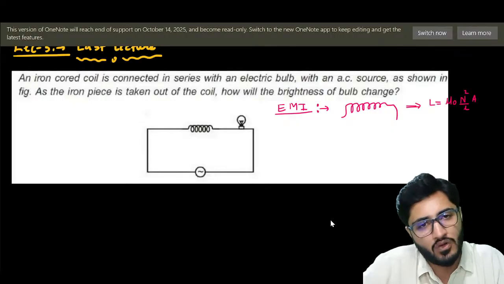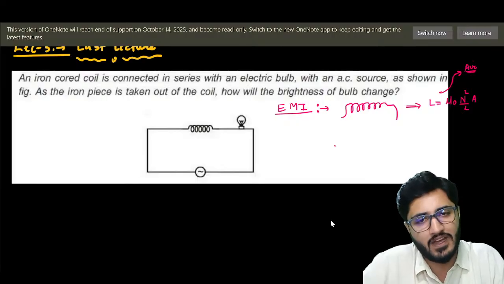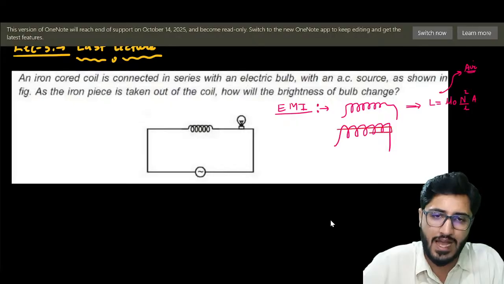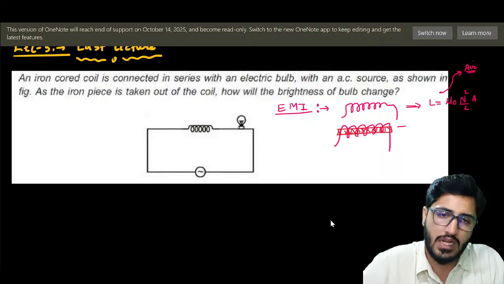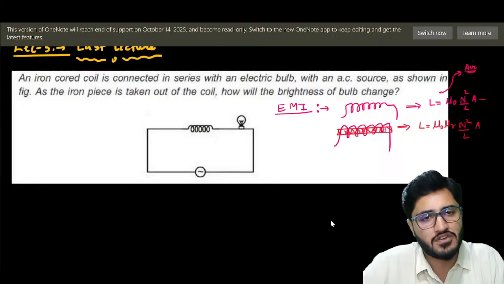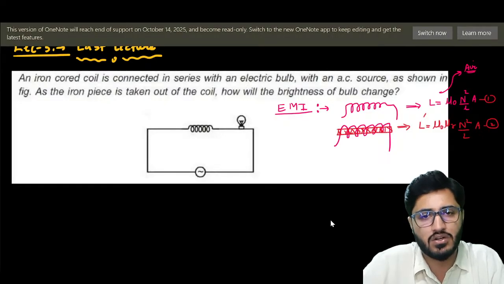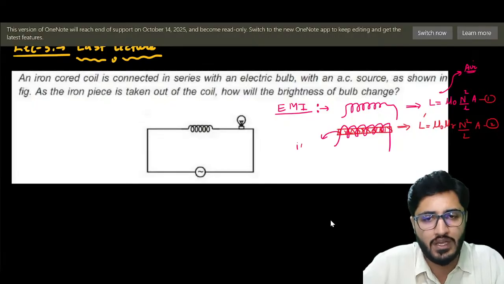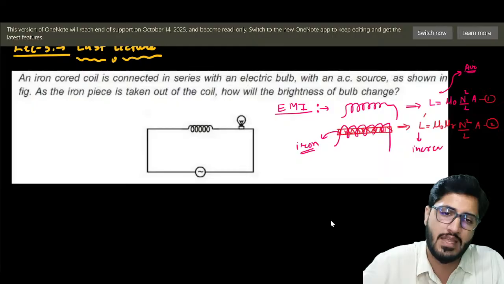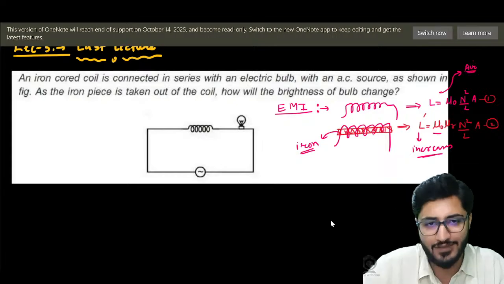This formula is valid only for air or vacuum. But if we have this solenoid and we place an iron rod inside it, then L equals mu naught mu R N square A by l. Equation first, equation second. As we introduce this iron rod, you can see my L increases. It is mu naught same, but my L increases.